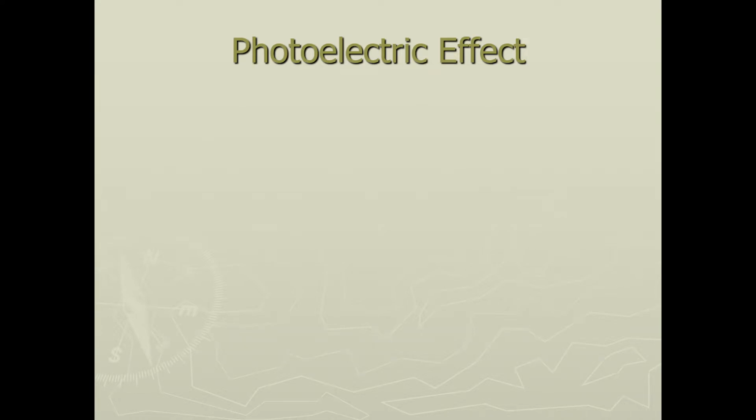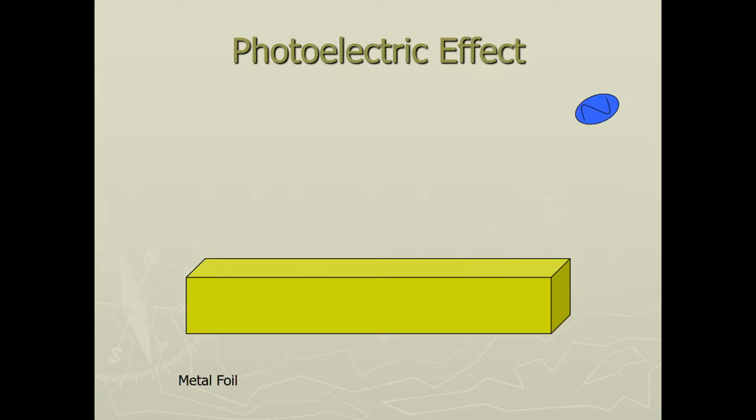Okay, so you've made your predictions on what's going to happen if we shine one photon of blue light and one photon of red light at the metal foil. So we're going to give it a go. So here we go. We're going to take our one photon and we're going to shine it at the light. And what is happening? So there is something coming off the metal foil.